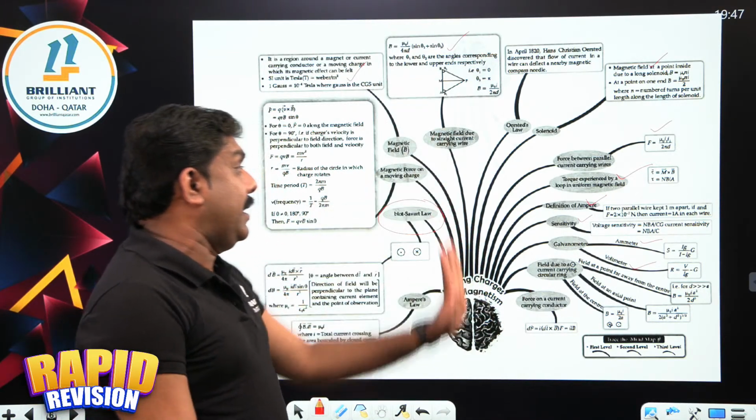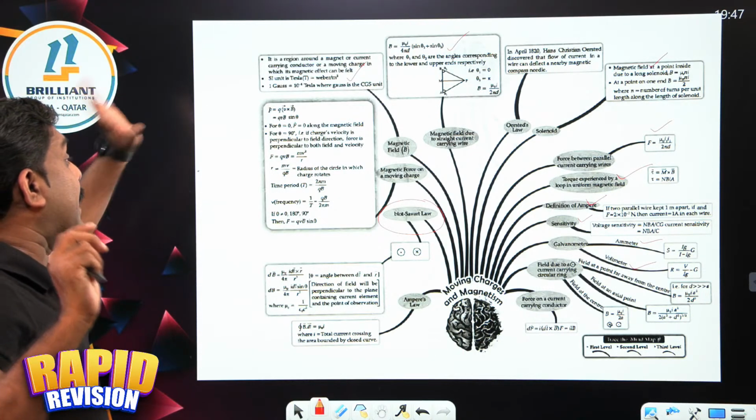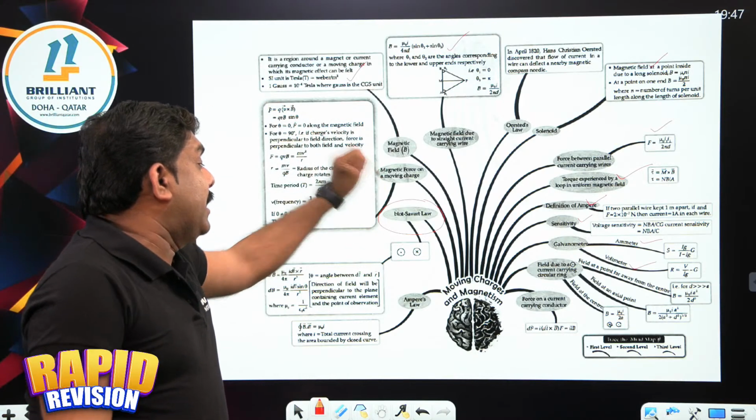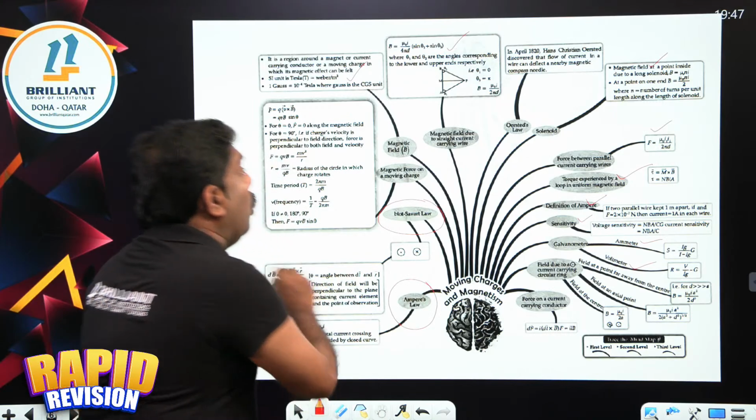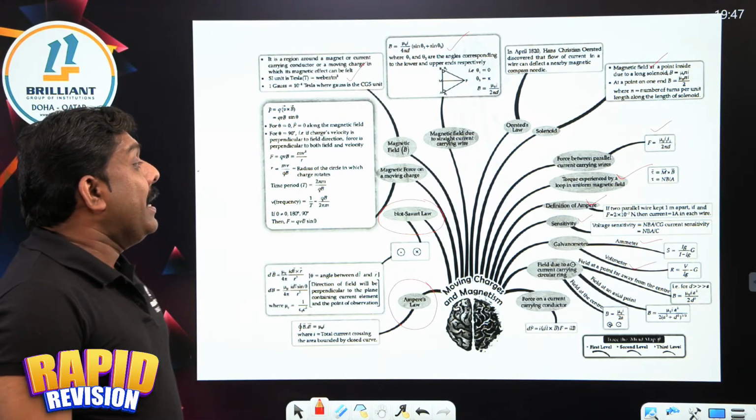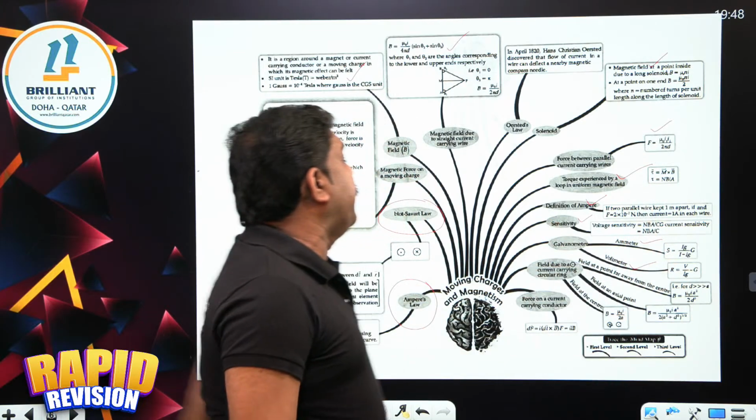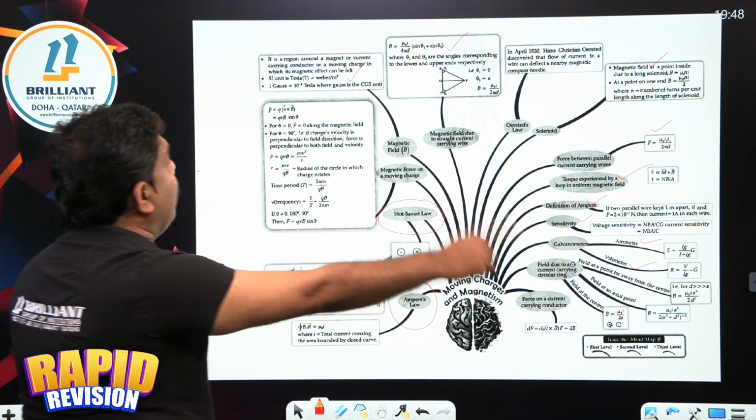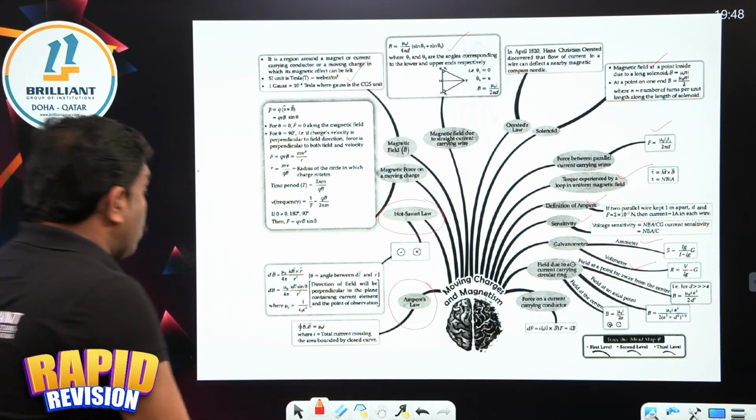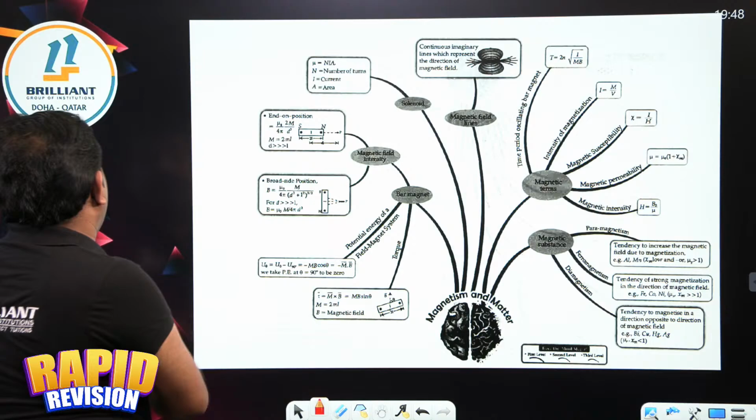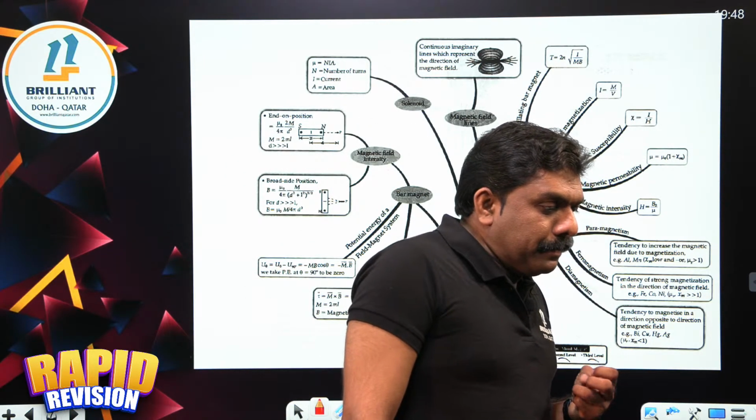So as a whole, when I look at that chapter, first coming to my mind is Biot and Savart's law, the second coming to mind is Ampere's circuit law, and the third coming to mind is the moving coil galvanometer, with conversions of galvanometer into ammeter and voltmeter. Next, the last chapter that we are going to explain.